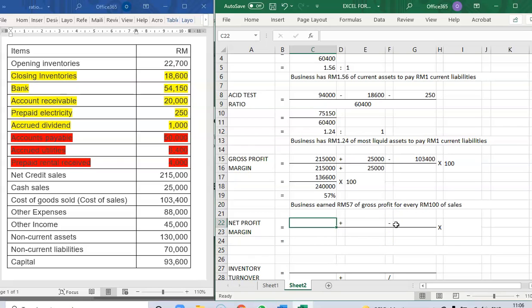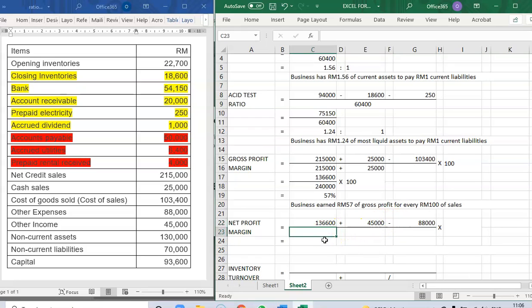So you have the gross profit figure, that is the amount of gross profit we already calculated here, is 136,600. That is the amount of gross profit. And the amount of other revenues in the data given to you, or it says here other income, is 45,000, and the other expenses is 88,000.